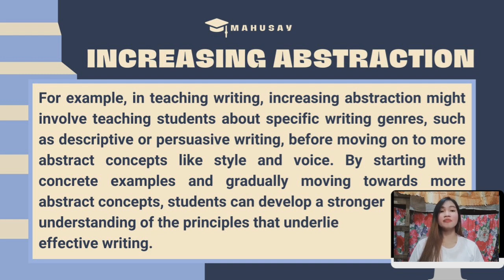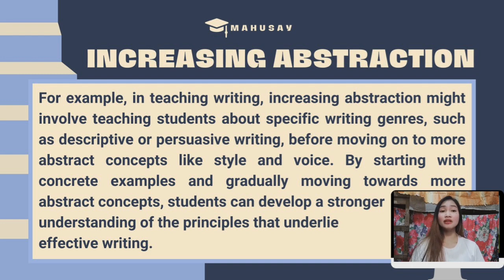For example, in teaching writing, increasing abstraction might involve teaching students about specific writing genres, such as descriptive or persuasive writing, before moving on to more abstract concepts like style and voice. By starting with concrete examples and gradually moving towards more abstract concepts, students can develop a stronger understanding of the principles that underlie effective writing.